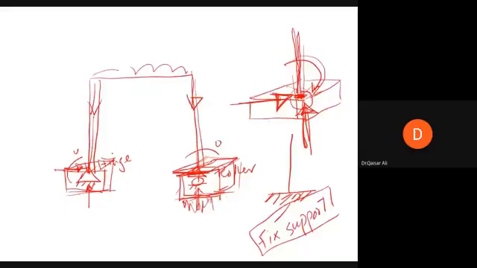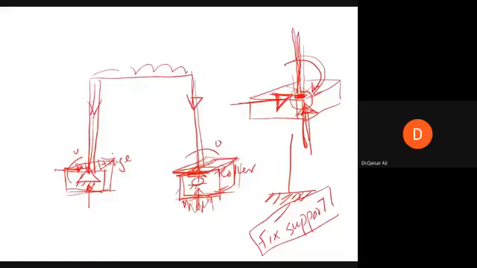Okay, so for a fixed support, we should design the support so that it behaves like a fixed support. Okay, so the assumption in the beginning shall be supported by the design.